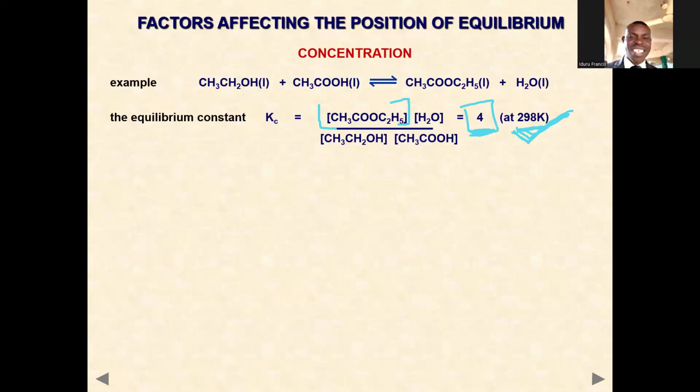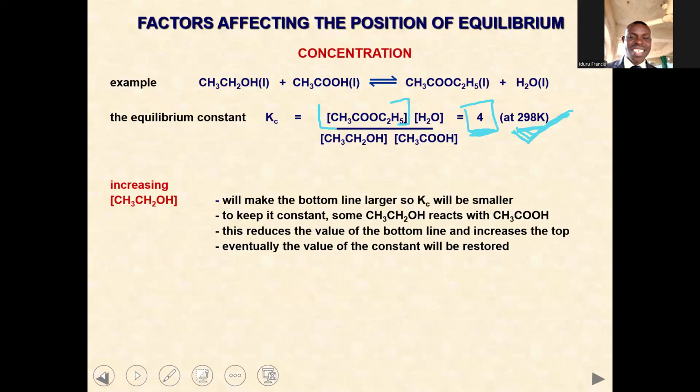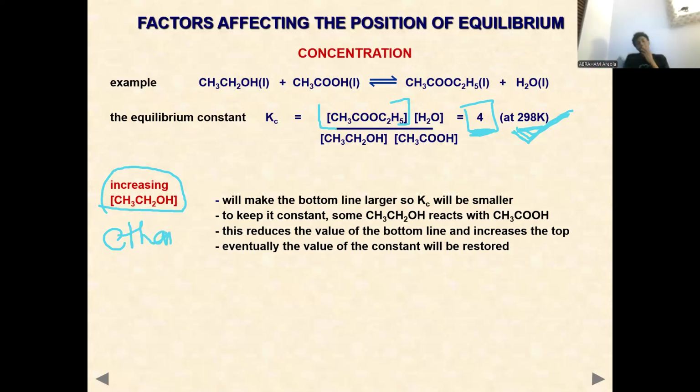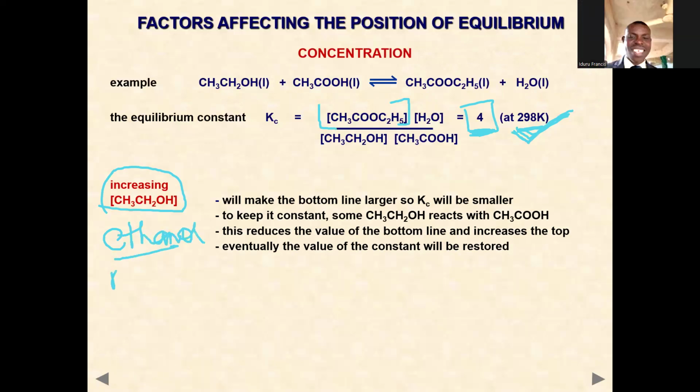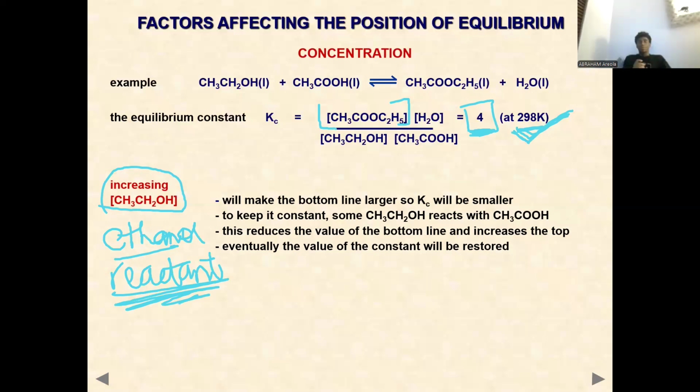Right. Now let's look at what is there again. If I move the slide forward. Okay. Now let's look at increasing the concentration of ethanol. Ethanol is a reactant. So you increase the concentration of the reactant. What happens? The reactant will react and produce more product.